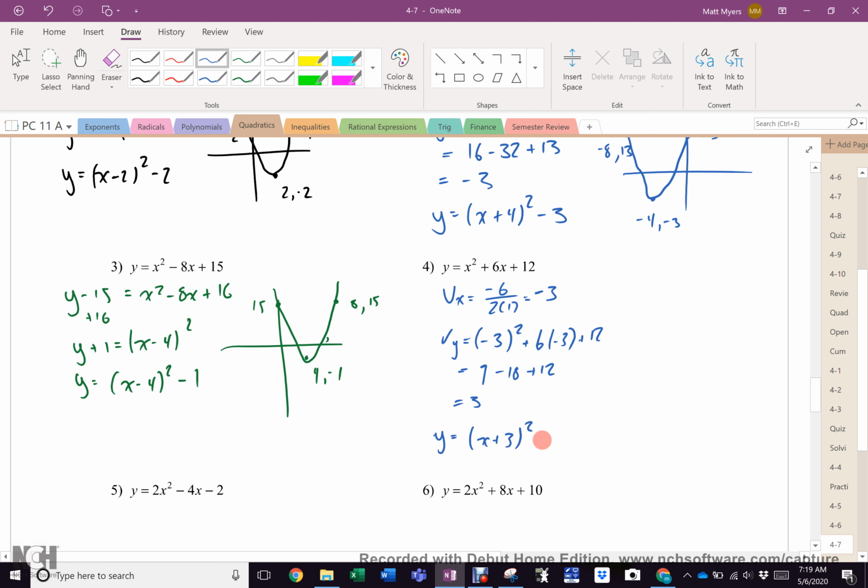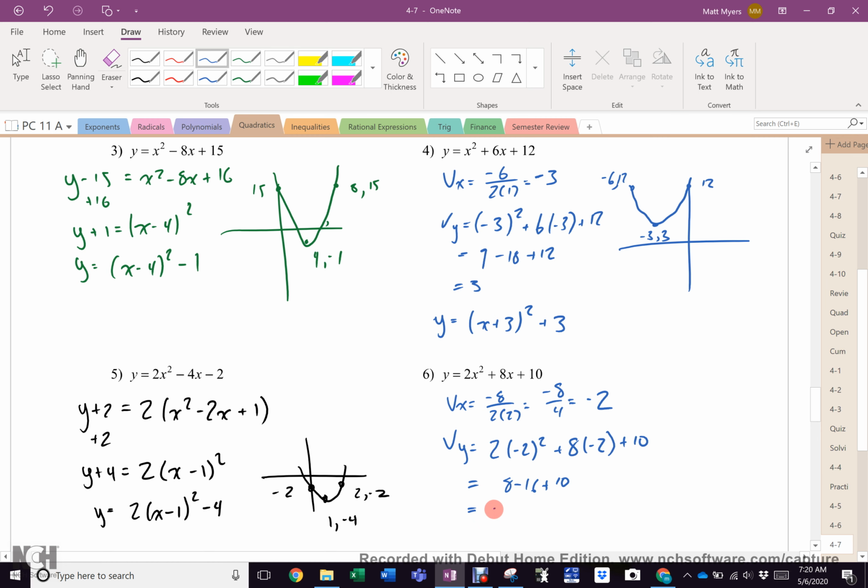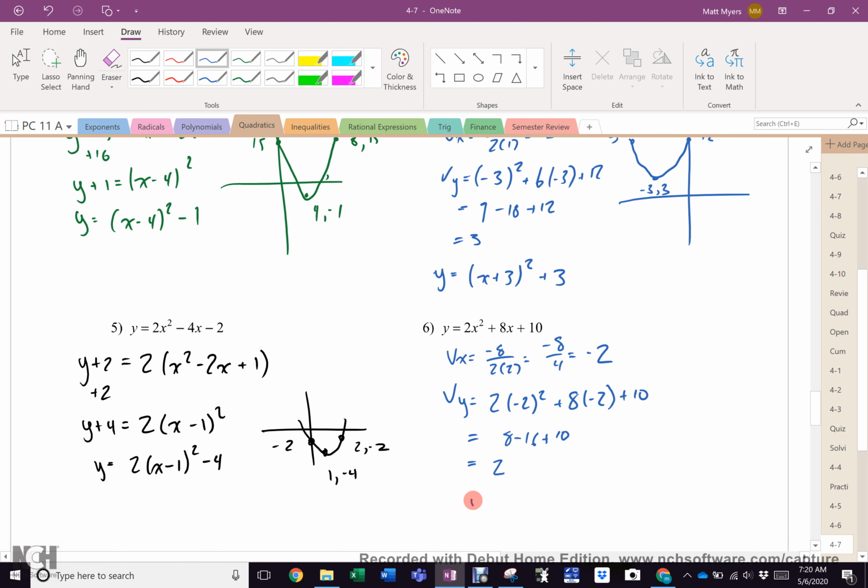Over here, vertex x equals negative 8 over 2 times 2, which is negative 8 over 4, which is negative 2. Vertex y equals 2 times negative 2 squared plus 8 times negative 2 plus 10, which equals 8 minus 16 plus 10, which equals 2. So y equals 2 times x plus 2 squared plus 2.